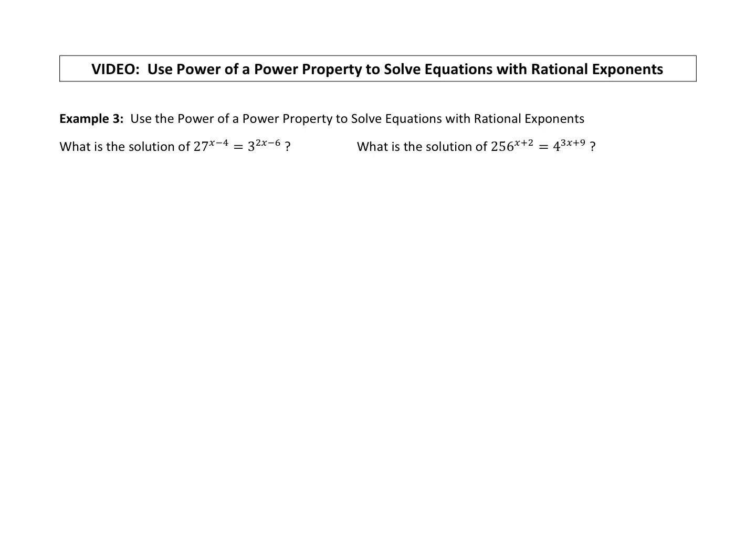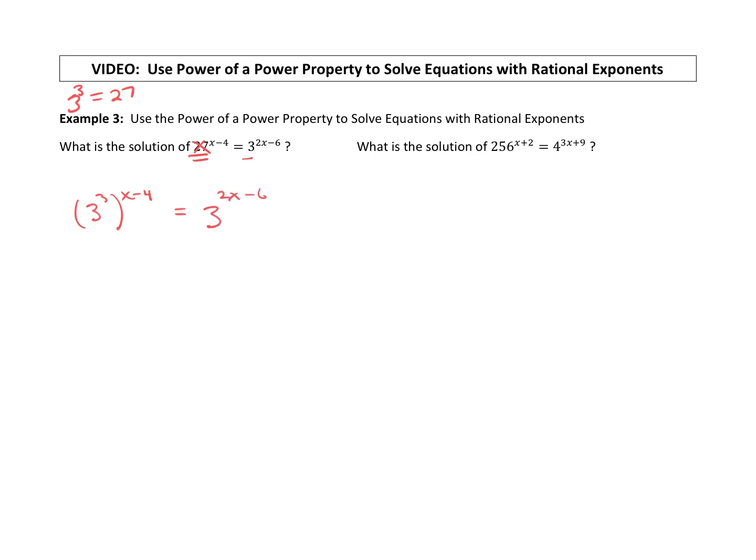So this 27, we can rewrite that with a base of 3, because 3 to the third power is equal to 27. So we're going to take that 27 and replace it with 3 to the third power. That's the same thing as the 27. I'm going to carry down the exponent, x minus 4 equals 3 to the 2x minus 6.